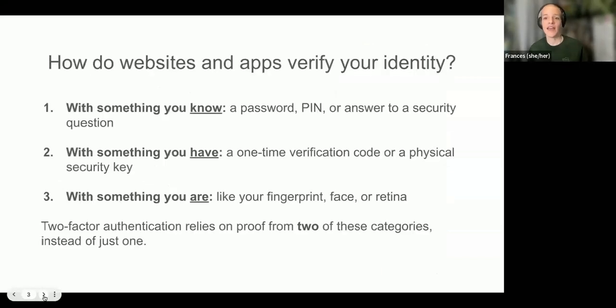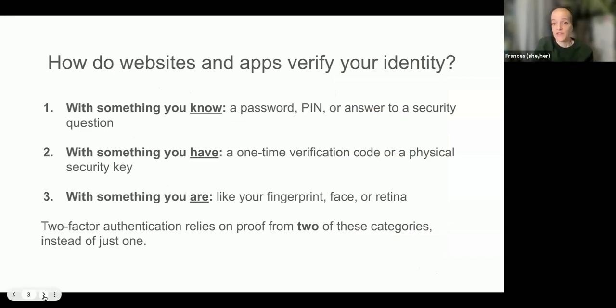So how do websites and apps verify your identity? What is it that they're using to verify your identity anyway? I like these three broad categories. I think they're really helpful to think about. Something you know: your password, your PIN, an answer to a security question, something that you have in your brain that is hopefully unique to you in a way that other people can't guess it.